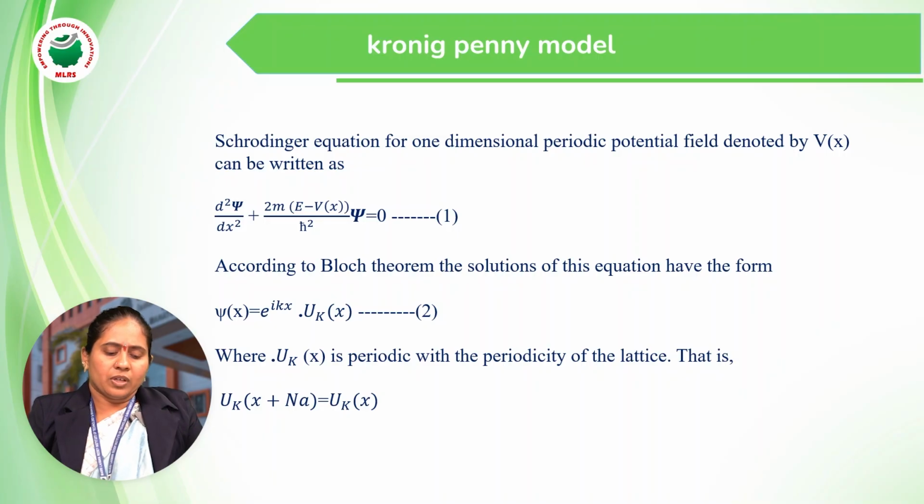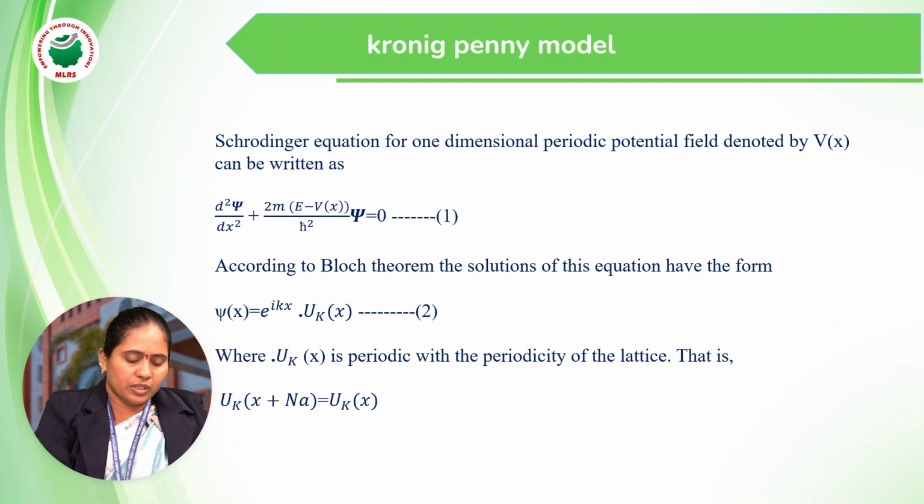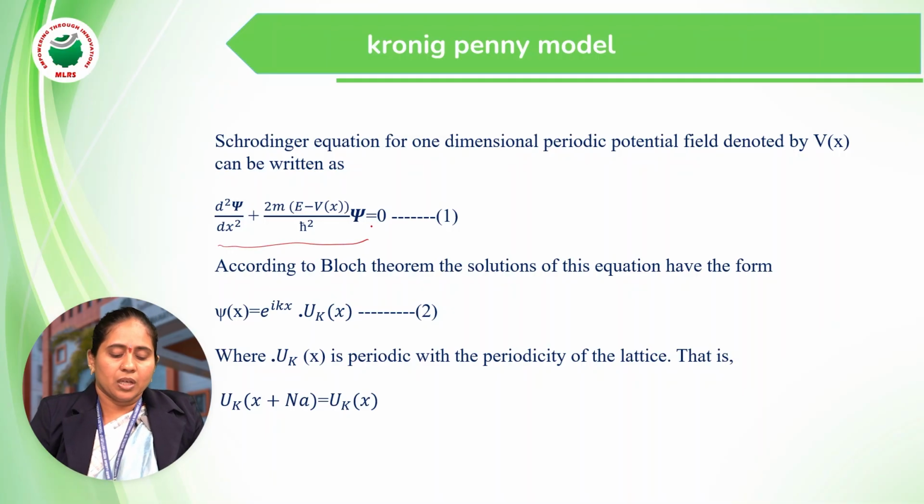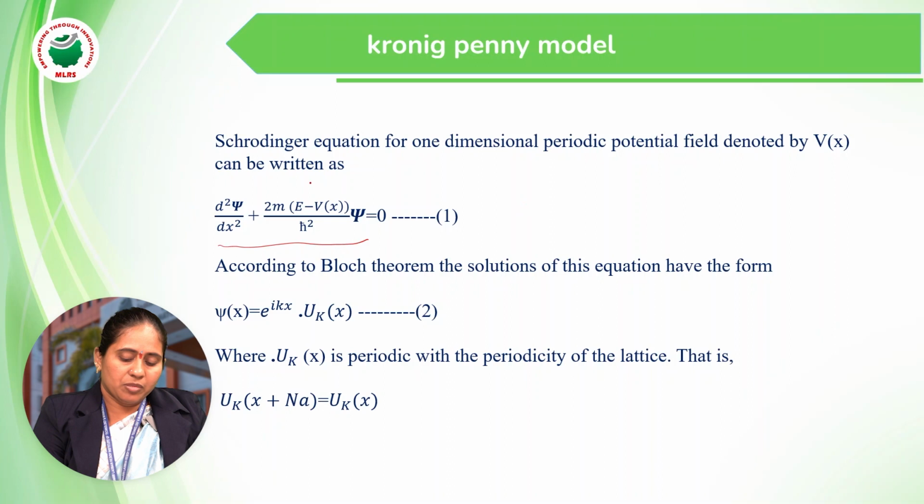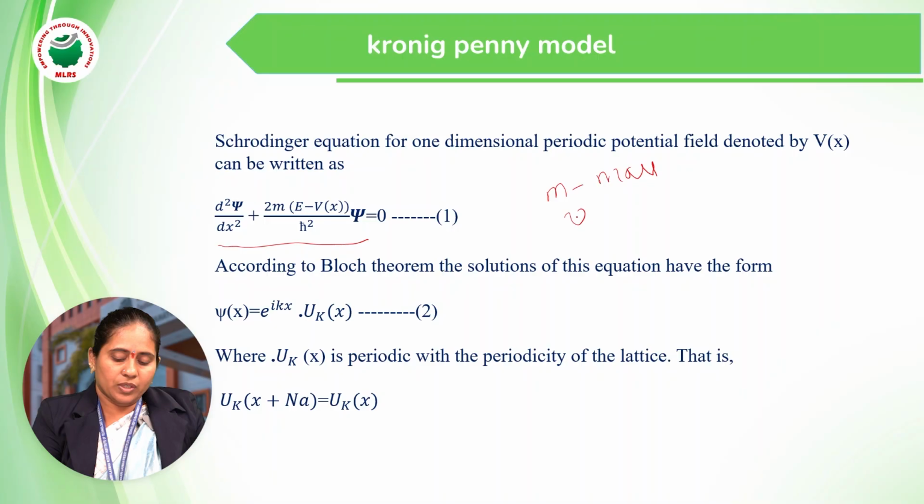The Schrodinger wave equation for one dimension is a well-known equation: d square psi by dx square plus 2m into E minus V of x by h cut square into psi is equal to 0. This is the wave equation in one dimension. Here psi is the wave function, m is the mass of the electron, and x is the direction, as the particle is moving only along the x direction.